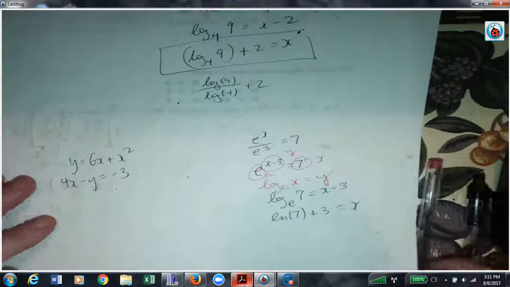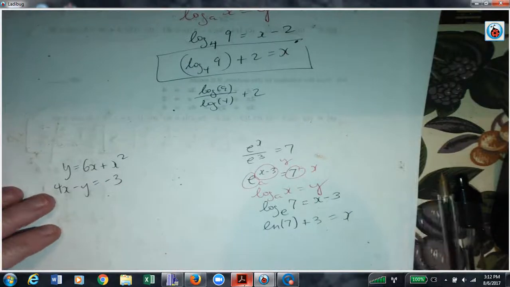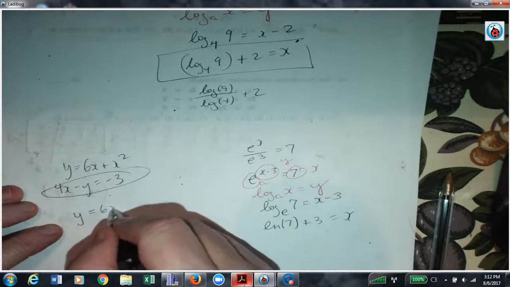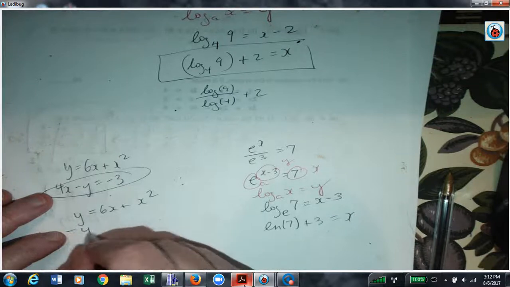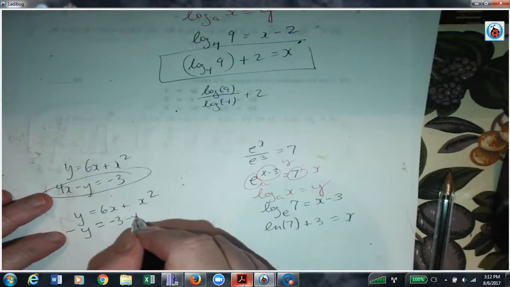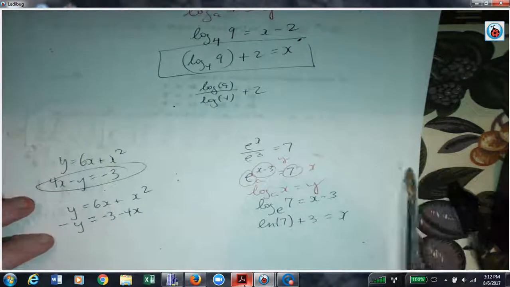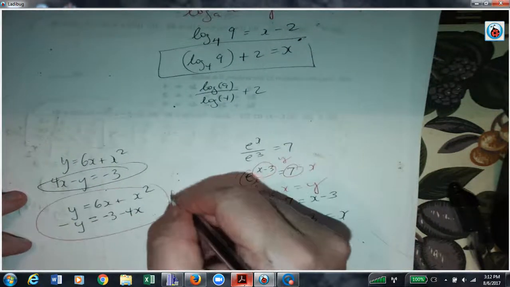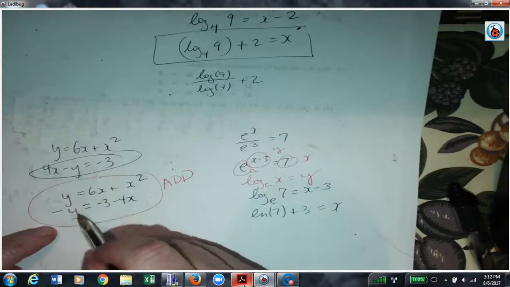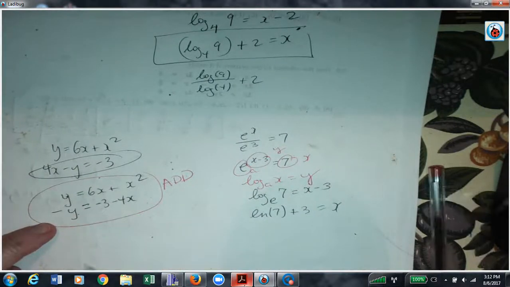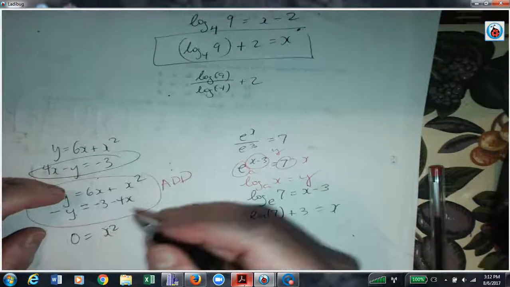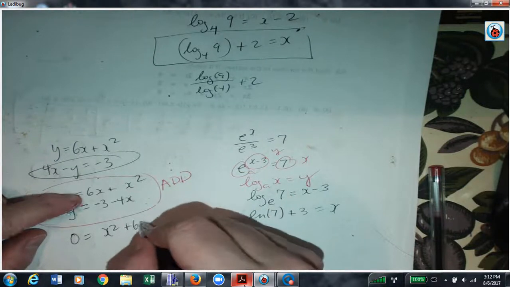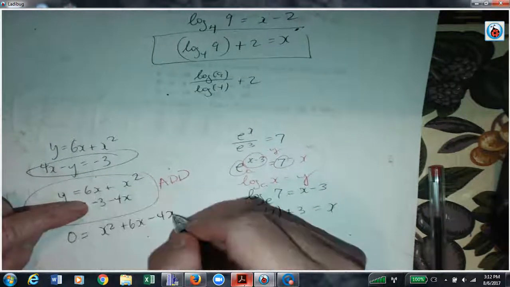So if I try and solve that, well, I would do it by elimination. First of all, I'm going to refine this. So the top one, that's okay. That can be the same. The bottom one, I'm going to subtract 4x from both sides. And then I will add these together. And so when I add those together, I get 0. And I'll have x squared plus 6x minus 4x, because I'm adding these together.